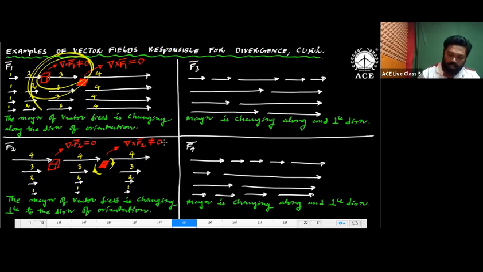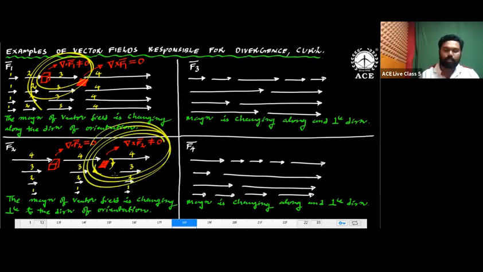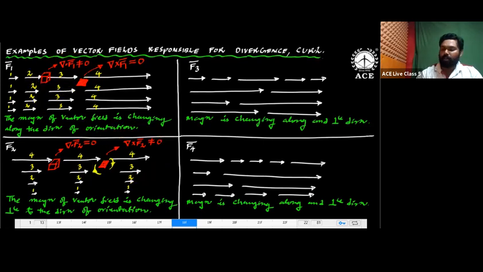What is this curl saying? This curl is saying how the vector field is changing in the perpendicular direction. What is the behavior of the vector change in the perpendicular direction? So if the vector field is changing along the direction of orientation, it will have divergence. If the vector field is changing perpendicular to the direction of orientation, then it will have curl.